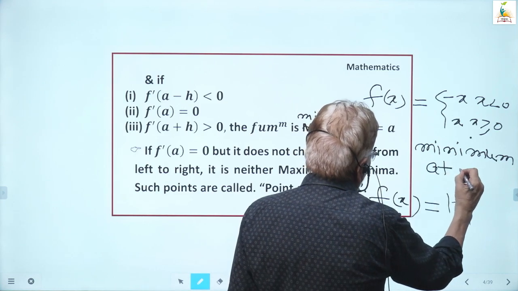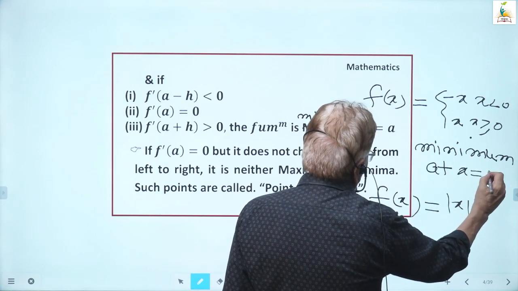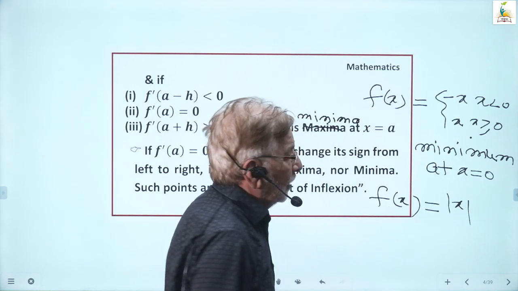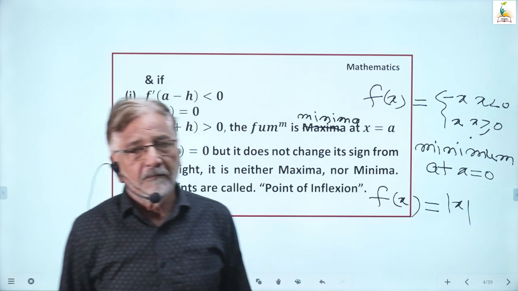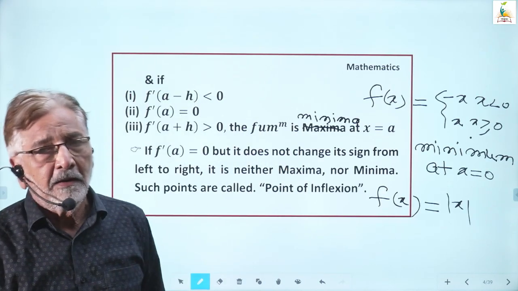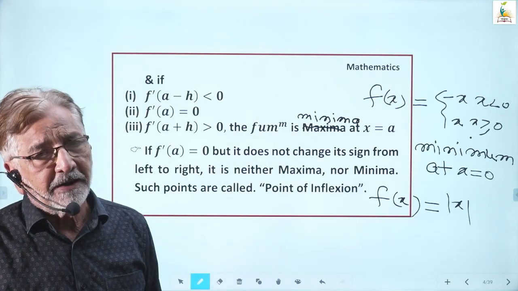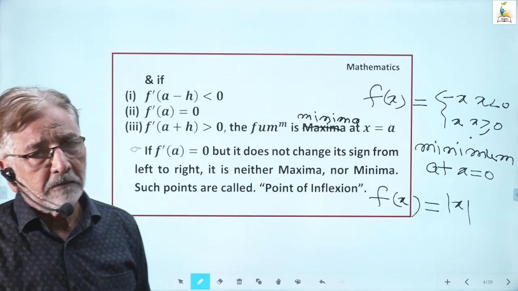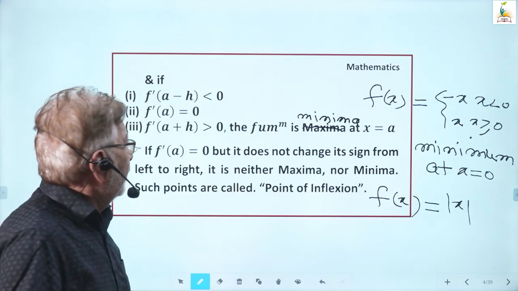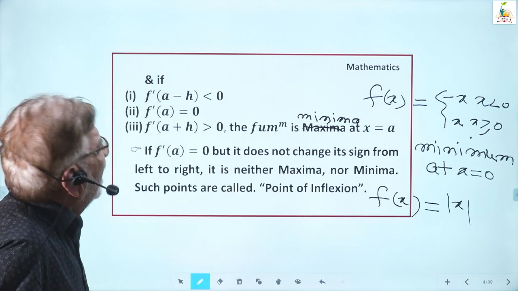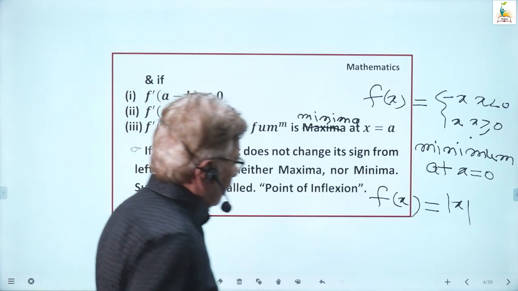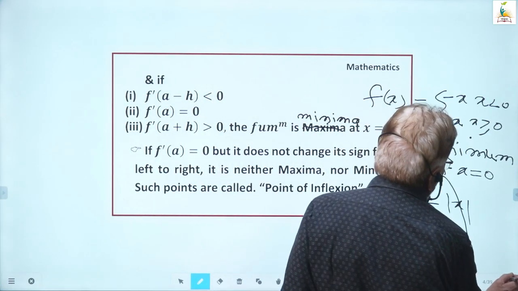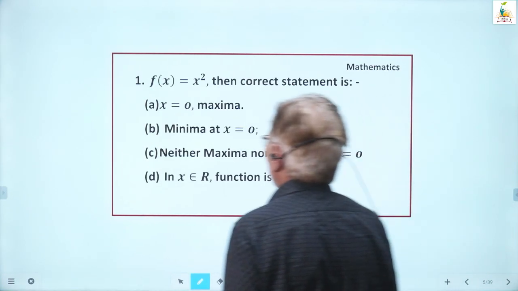I am repeating it again. Function is not differentiable at x equal to 0, but it changes its sign from negative to positive, so function will be minimum at x equal to 0. Function shall be minimum at x equal to 0.